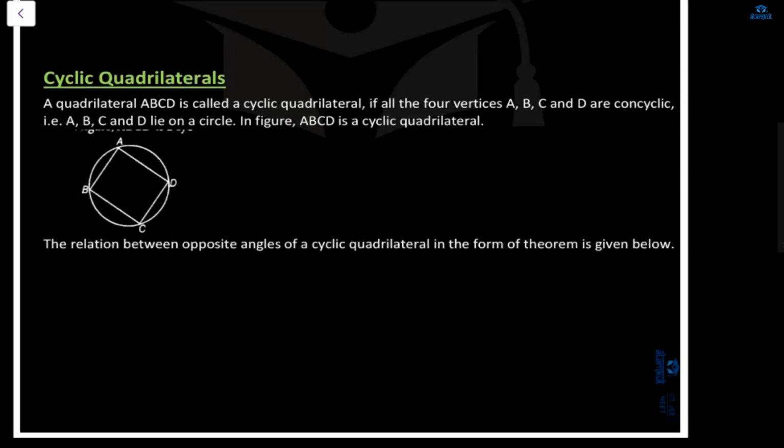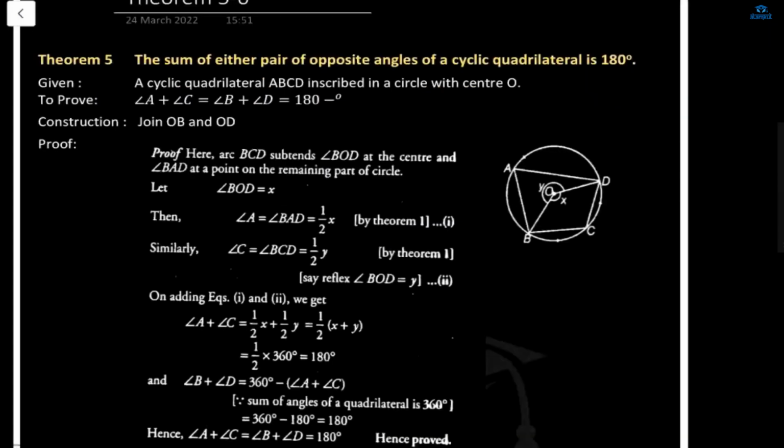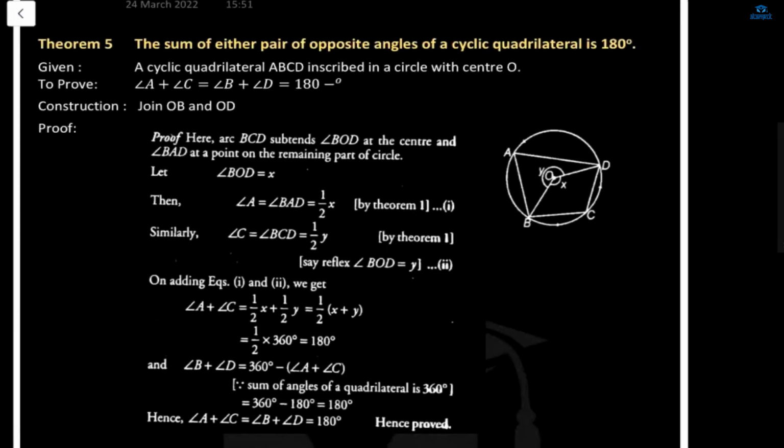Okay, now some relationship between the angles, opposite angles of the quadrilateral. Let's see them. The sum of either pair of opposite angles of a cyclic quadrilateral is 180 degree. Either pair means opposite, जो opposite angles होंगे quadrilateral के, उनका sum जो होगा 180 degree होगा. That means angle A plus angle C will be equal to 180 degree, and angle B plus angle D will also be equal to 180 degree.